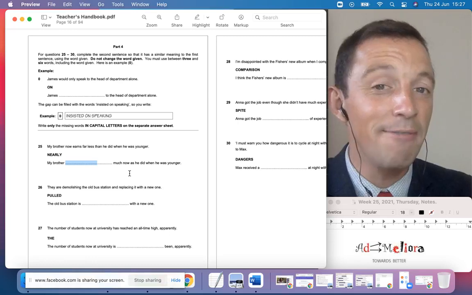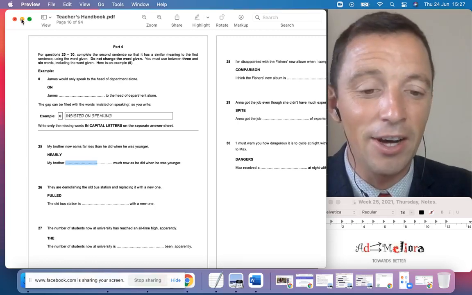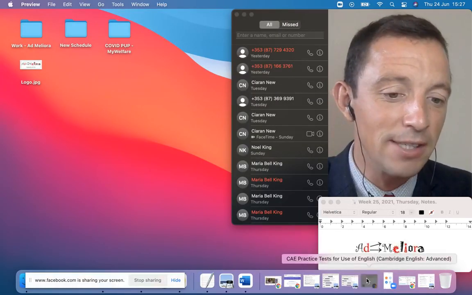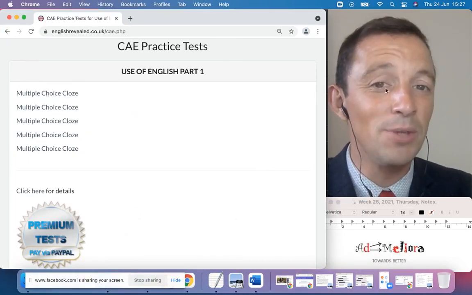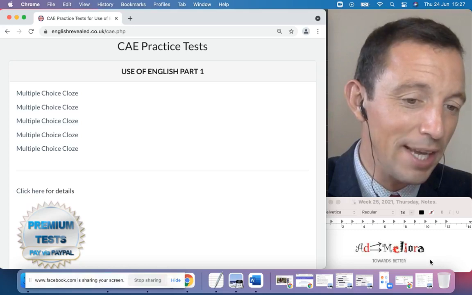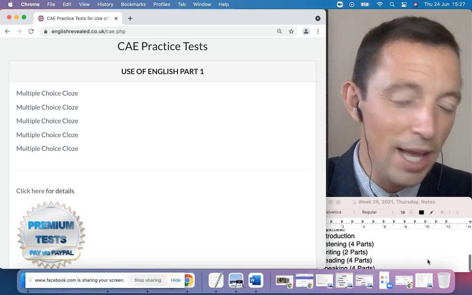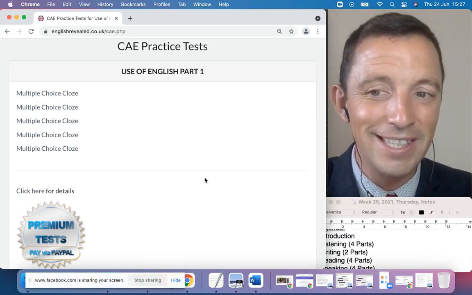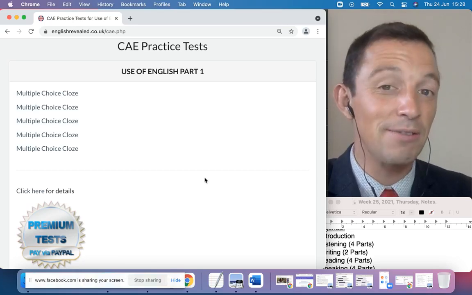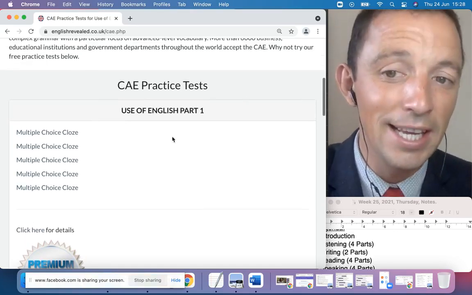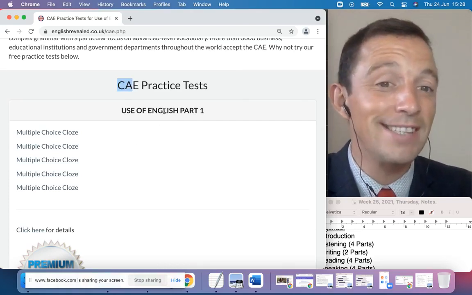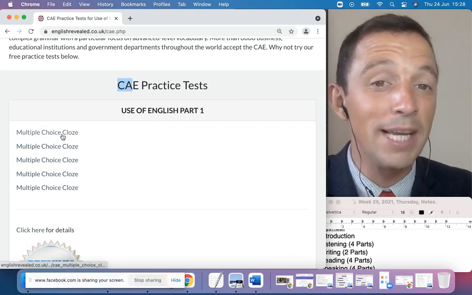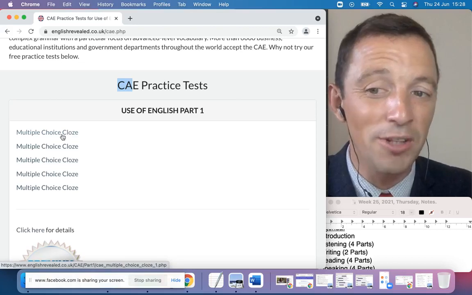Very interesting, very good exercise, and today I'm going to show you a lot of this material. Okay, so as you can see, the video I'm using is FaceTime. At the bottom are the notes that I'm going to use, and on the left here you can see the exercises from the exam. So we'll begin. This is the advanced CAE, and it's the use of English. That's the name of the area. So we will begin with part 1, which is called multiple choice.